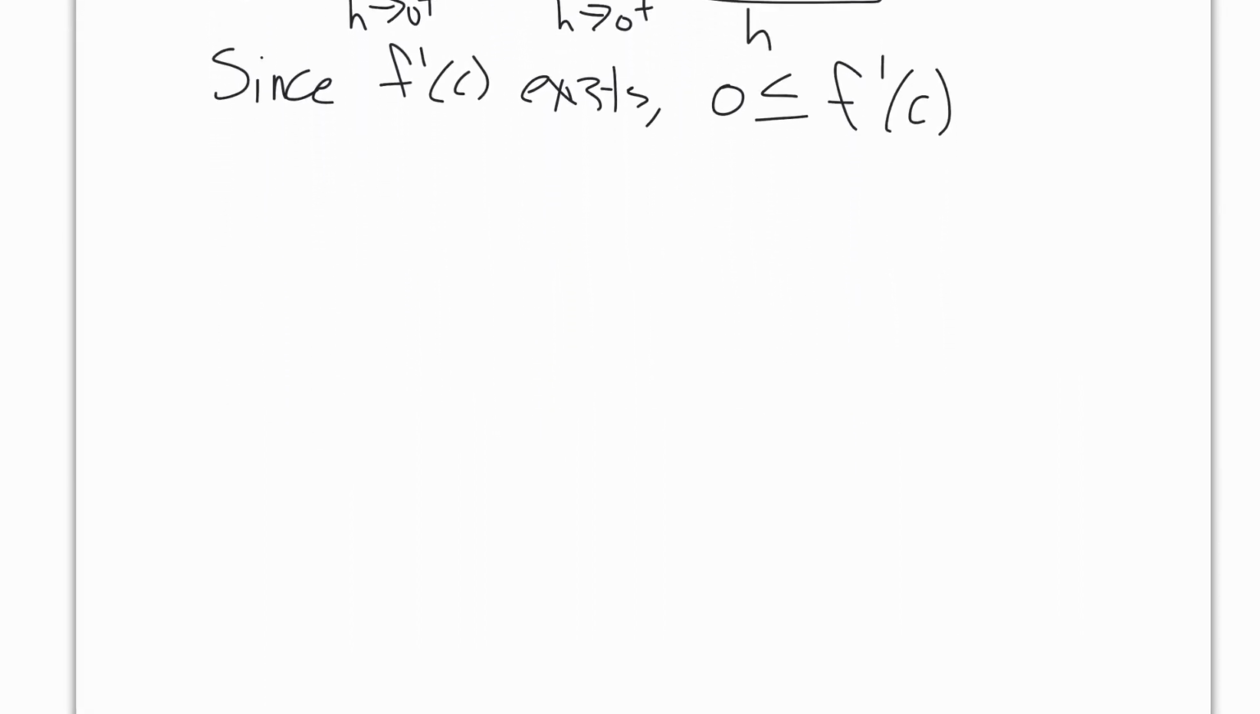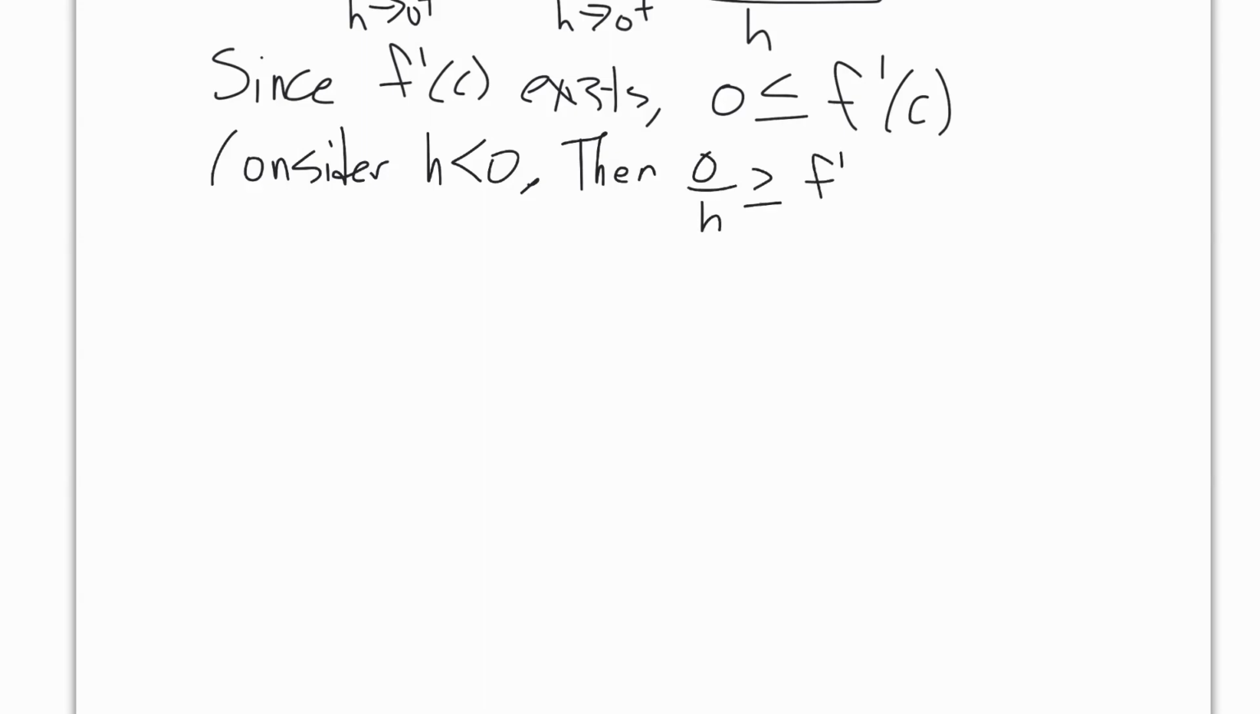So, we're going to consider if h is less than 0. Then we can still divide our inequality that we started with, but we'll have 0 over h is going to be greater than or equal to f of c plus h minus f of c over h. Because when you have a negative number, it flips the inequality.